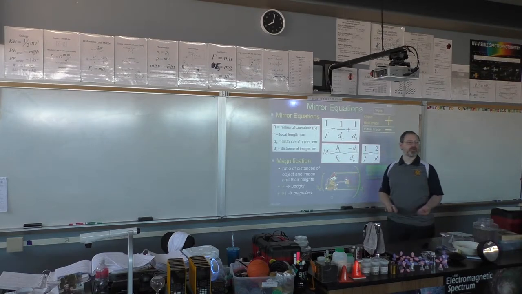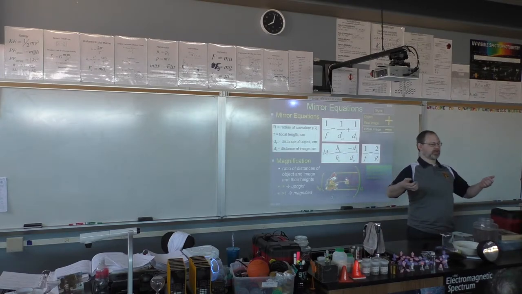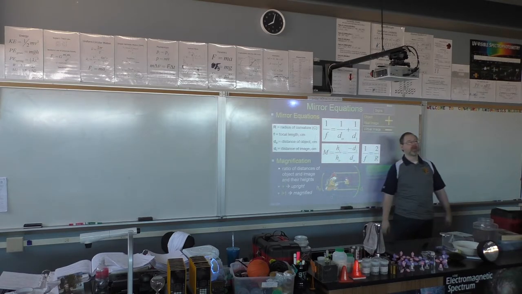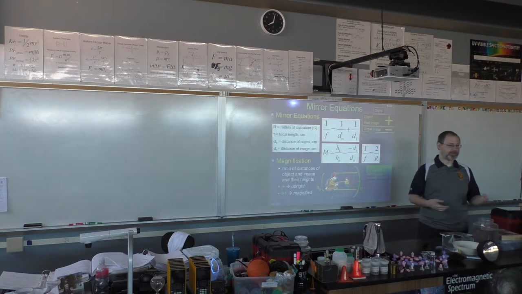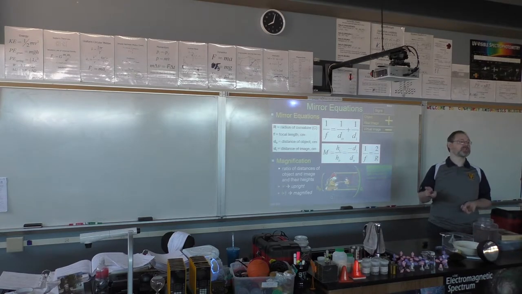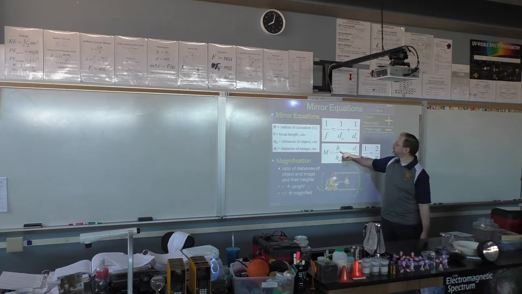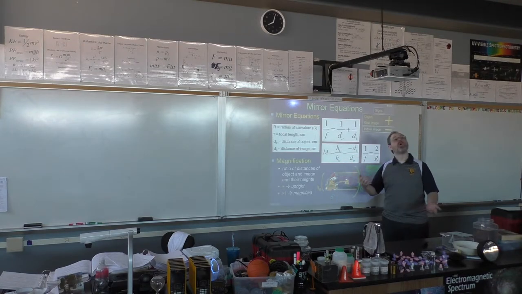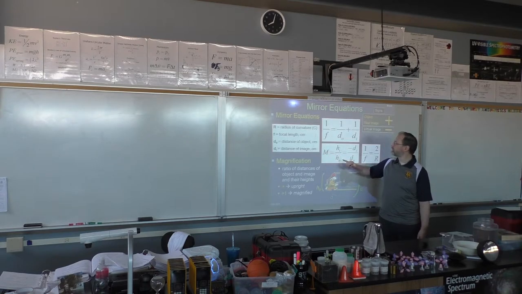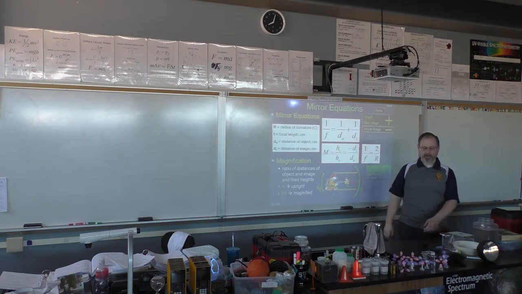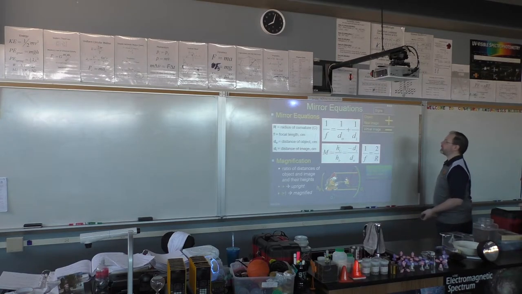And then the second set of words we use are reduced or magnified. If our magnification is larger than one, it's magnified. If our magnification is smaller than one, it's reduced. And then finally, we talk about the orientation of the image, and what words do we use for those? Upright and inverted. So if M is a positive value, that means the HI and the HO are both positive values or both negative values, and you'll have an upright image. If one of these is negative, in other words, one's facing up and one's facing down, then you'll have a negative M, that's an inverted image. We're going to do some examples of that in just a little bit.